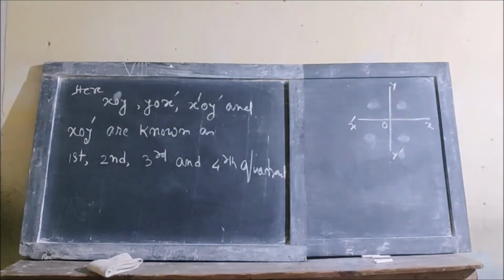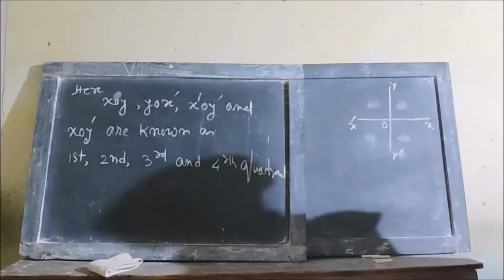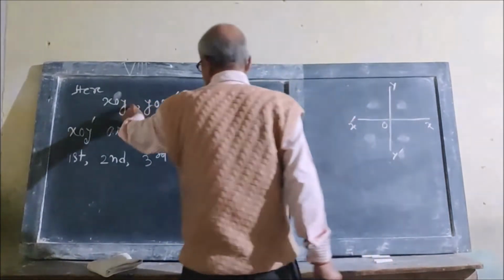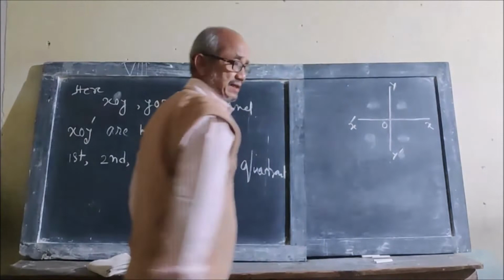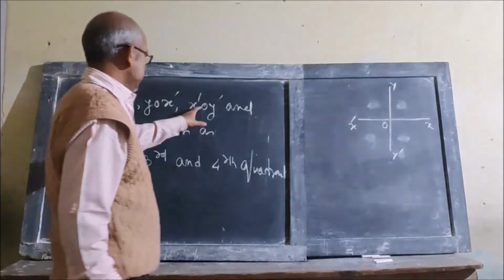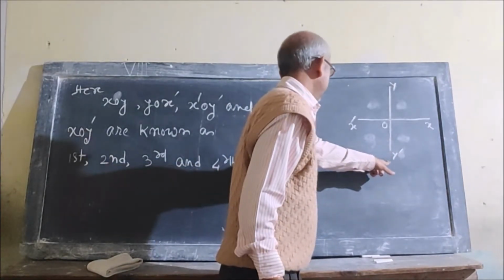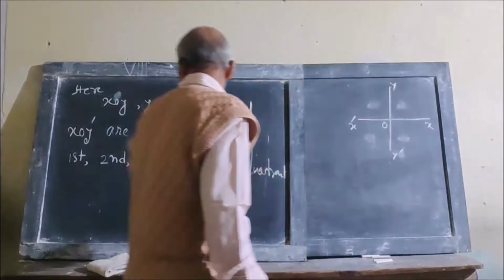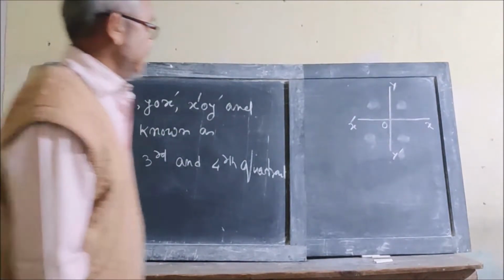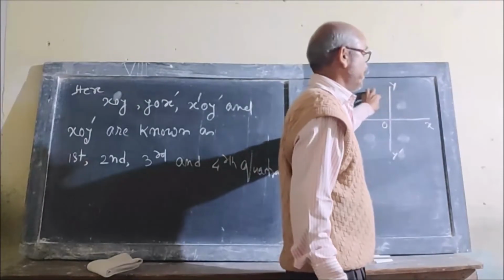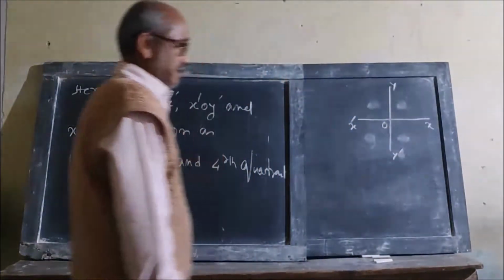Now you see here, XOY, YOX', then X'OY', and XOY' are known as the first quadrant, second quadrant, third quadrant, and fourth quadrant.